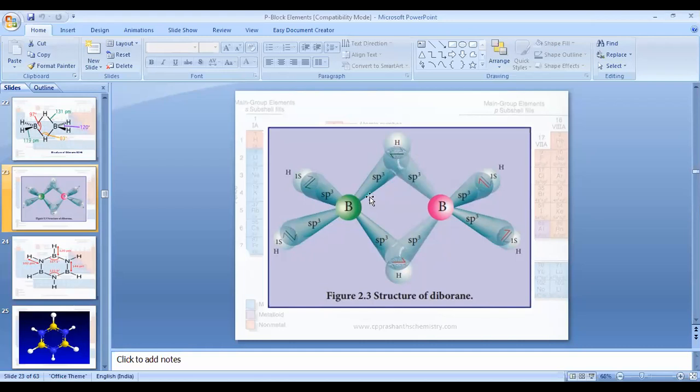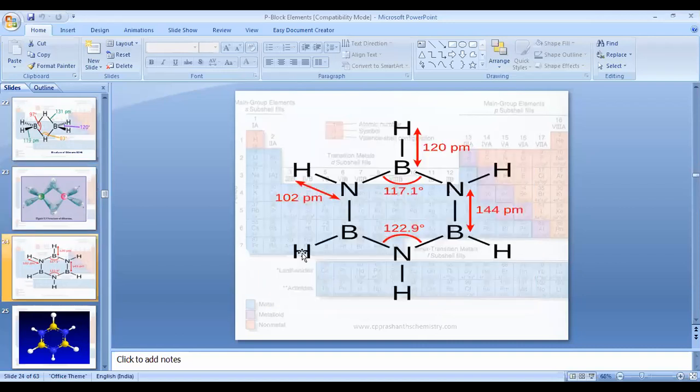Similarly, here 1 electron, that is the green colored electron from boron, and 1 electron from this hydrogen, they share a common pair of electrons. The electron density spreads equally over the 3 atoms together in the molecule. So this is how one can see the formation of diborane.